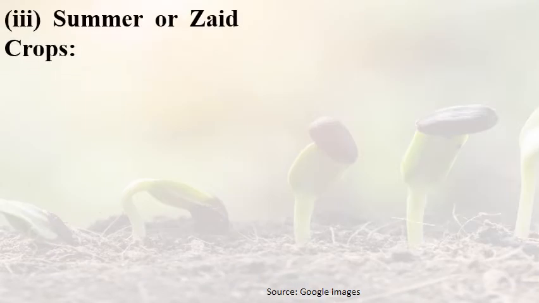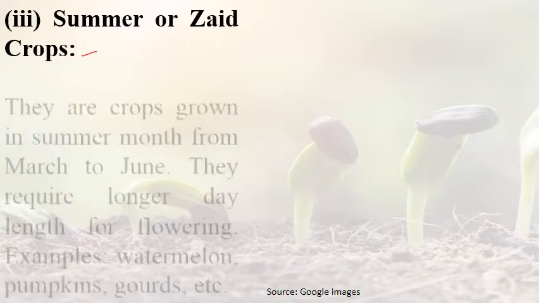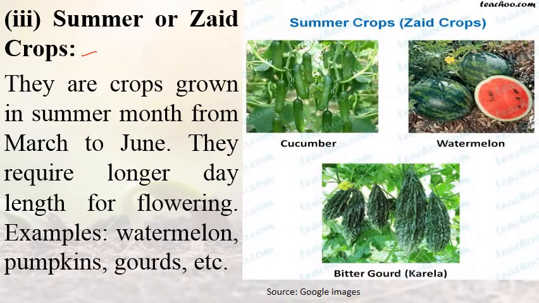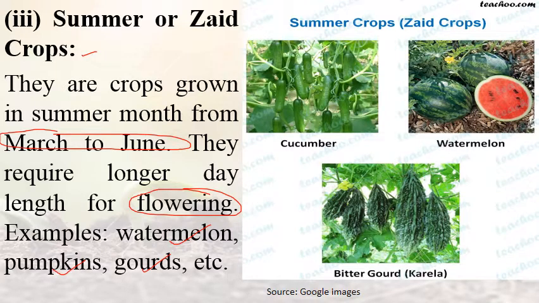Next comes the summer or Zaid crops. They are the crops grown in summer months from March to June, and they require longer day length for flowering. So the photoperiod requirement of these plants is higher. They require longer length for flowering, and these plants are like watermelon, pumpkin, gourds, etc. So these plants are known as summer crops or Zaid crops.